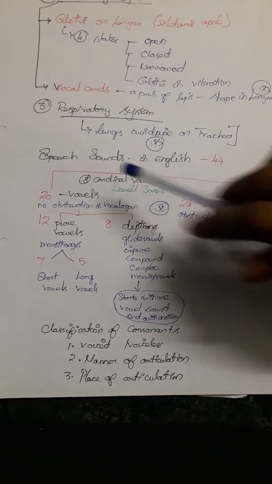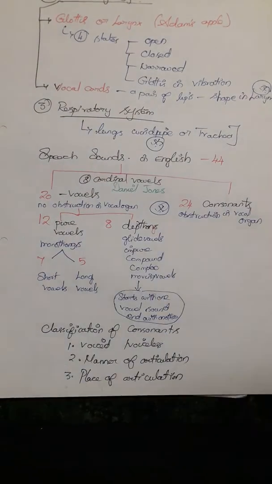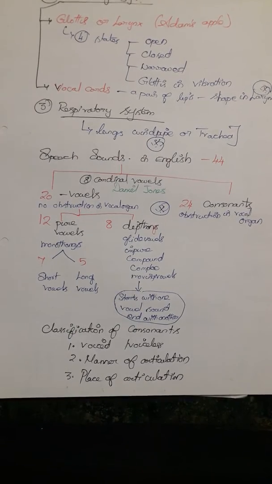The shape is called larynx. And the third one is the respiratory system, that is the lungs, windpipe or the trachea.